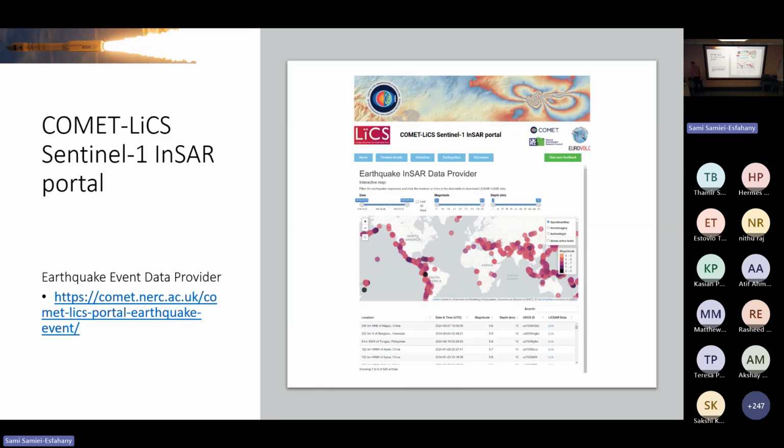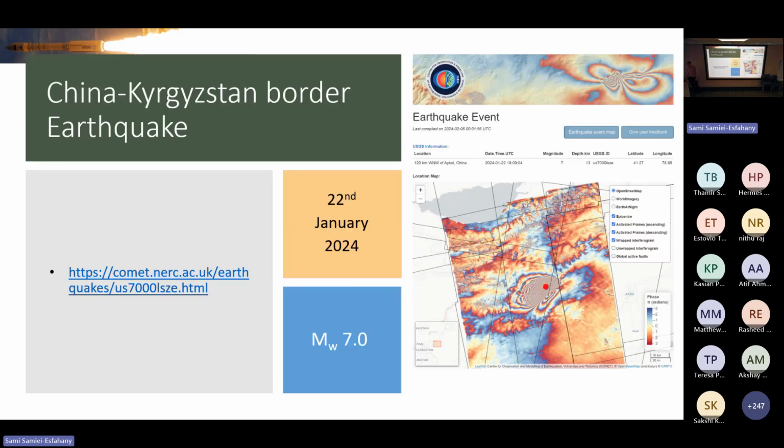in the Zagros. So what we do here through the COMET-LiCS portal is serve the InSAR data for most events that occur onshore above 5.5. So you can go on this portal and select the data, and it's a bit hit and miss how complete the data sets are, because it's not always possible to capture it all. But we've got a growing archive now of earthquakes that means you don't have to spend as much time getting the data, you can spend more time doing the analysis.